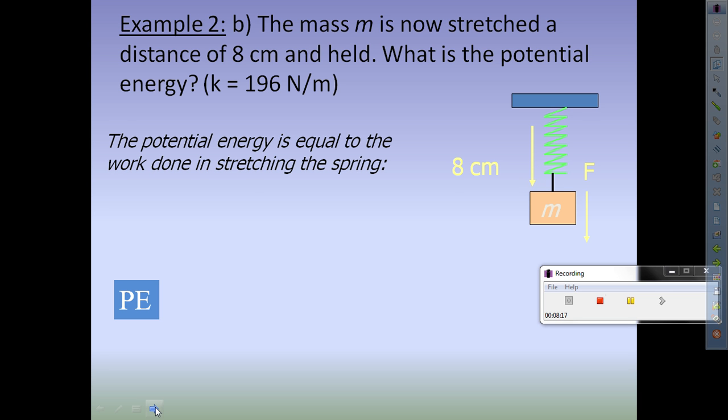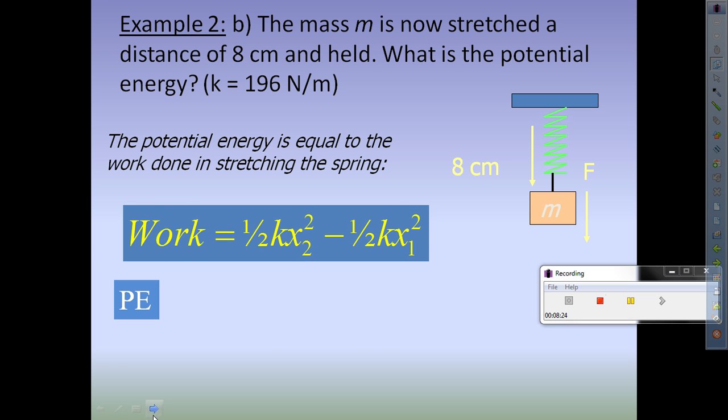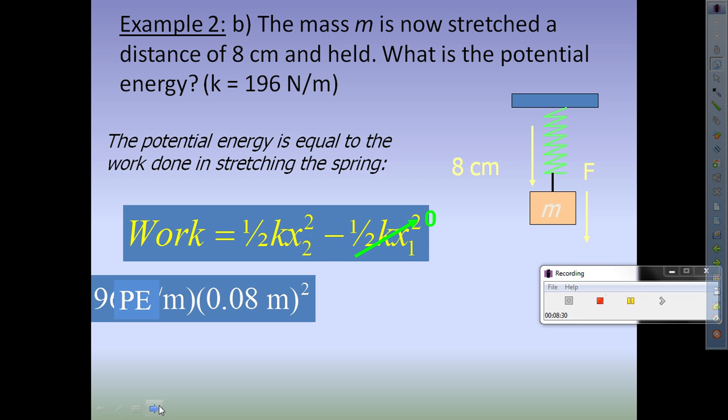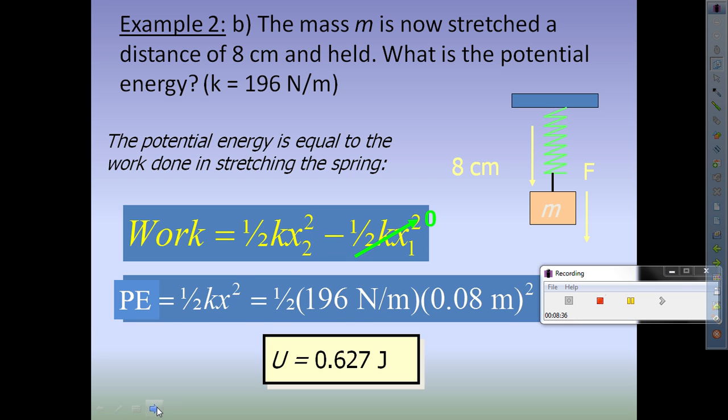Part B, the mass M is now stretched a distance of 8 centimeters and held. What is the potential energy? Potential energy is equal to the work done in stretching the spring. So there's the work done. It had no potential energy initially because it wasn't stretched. So the work done is simply going to be the final potential energy, which is 1/2 kx squared. And if I do the math, I get 0.627 joules for my potential energy, which is also the work done in stretching the spring. And again, if you need more time, pause is the best thing to do.